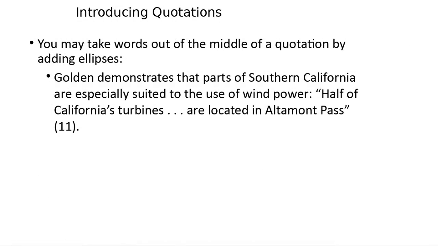So a few other tricks when you're introducing quotations like this. So you may take words out of the middle of the quotation by adding ellipses. All right. So this is a case where we're introducing it with a complete thought, a colon. Golden demonstrates that parts of Southern California are especially suited to the use of wind power, colon. And then, we've shortened the quotation. We've taken something out of the middle because, let's say it's a long sentence, so we don't need all that detail. And the sentence still makes sense if we take that part out. Half of California's turbines are located in Altamont Pass. Okay, end quote, citation.